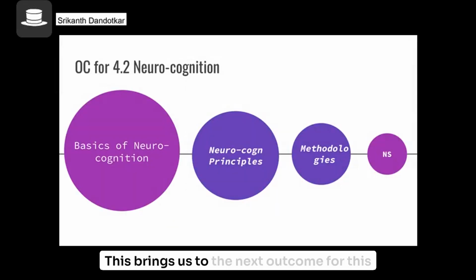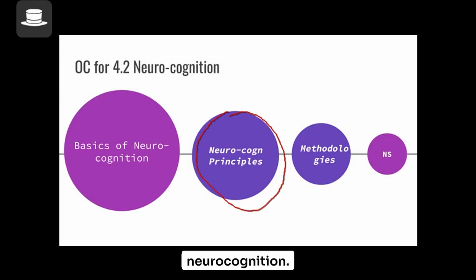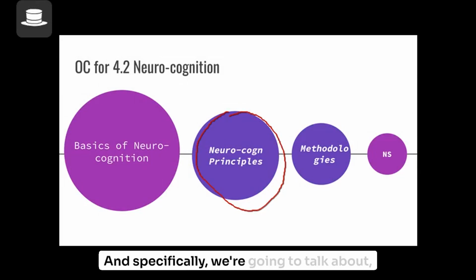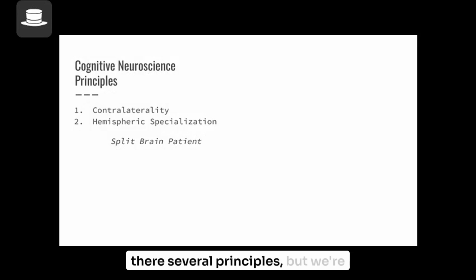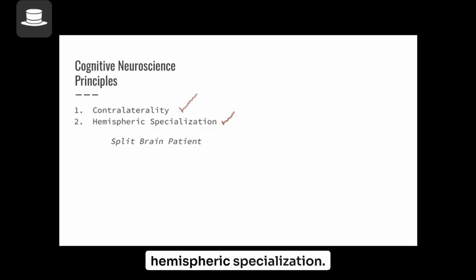This brings us to the next outcome for this particular unit, which is the principles of neurocognition. There are several principles, but we're specifically going to talk about the two most important principles for the purpose of this class. And those are contralaterality and hemispheric specialization.